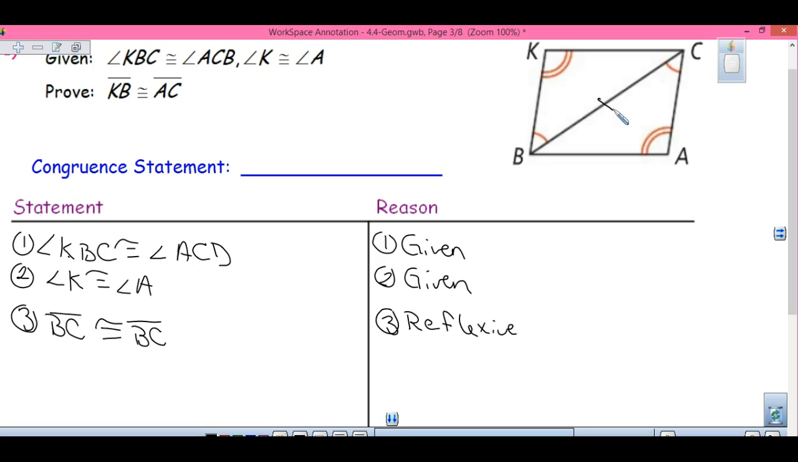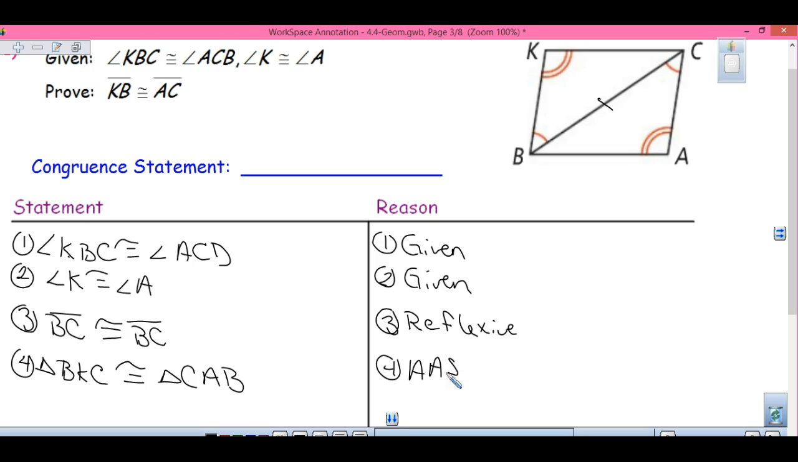Okay, are my triangles congruent? Yeah, so let's state that our triangles are congruent. Triangle BKC. If we're going to go BKC, then triangle, what goes with B? C. What goes with K? A, B. And why are they congruent? Angle, side. Well, that was angle C, right? Now what are we trying to prove?